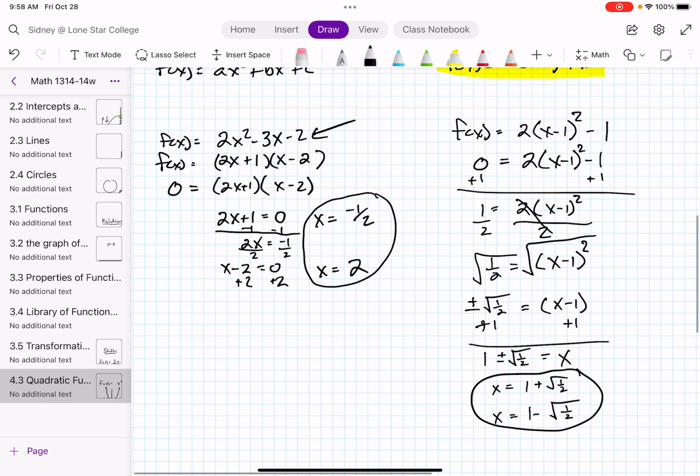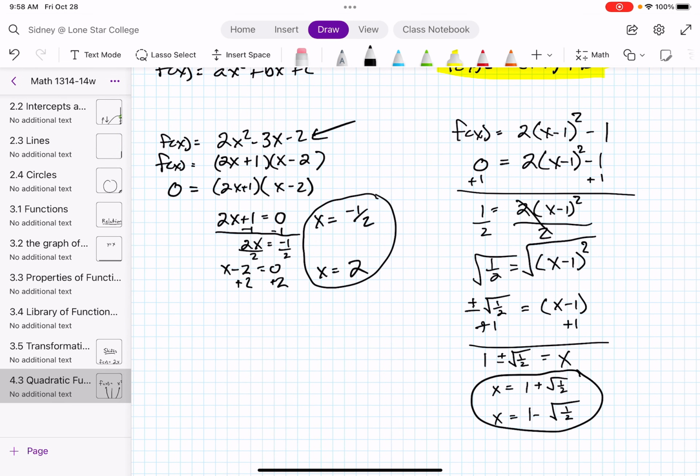Now, as you're well aware, things are not always factorable. And so if we have something like this, f of x equals x squared plus 4x minus 7, I need two numbers that multiply together to be negative 7 and add together to be 4, and the answer is there's not any nice, neat numbers that do that. And so what do you do if you can't factor?